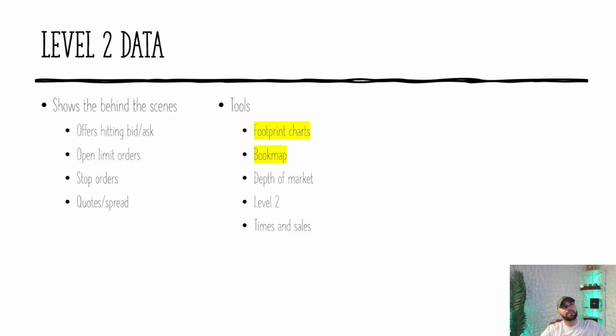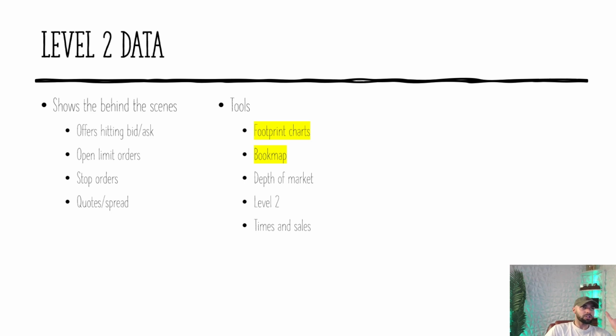So for level 2 data, we're going to be talking about a little bit more complex stuff now, right? This is going to show us the behind the scenes. This is going to show us all the offers hitting the bid, all the limit orders, the stop orders, the quotes, the spread, right? The tools I'm going to use and show you guys are the footprint charts and Bookmap. You can also use the depth of market, level 2, and times and sales.